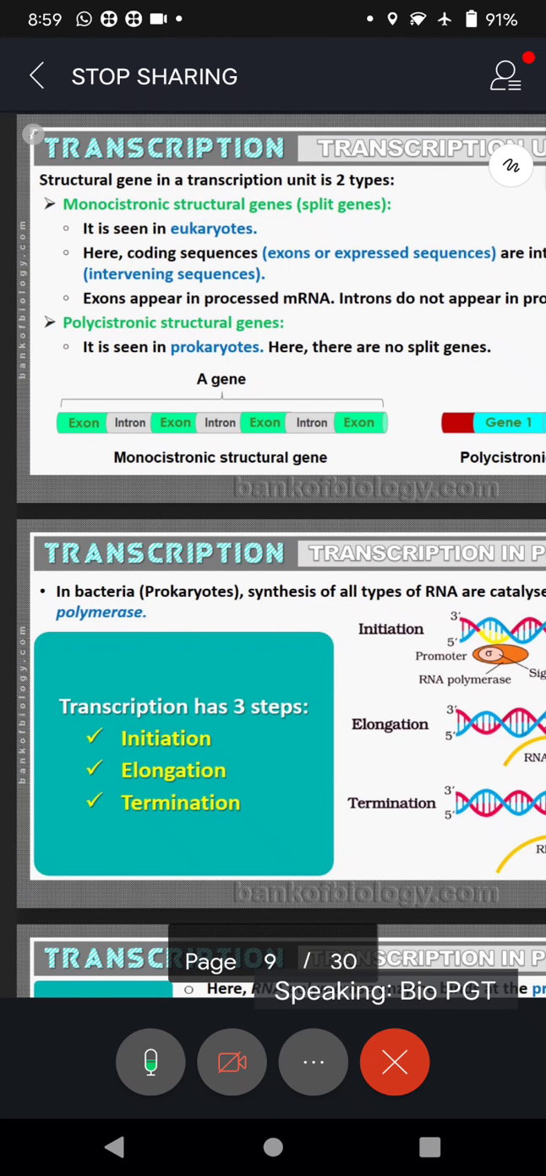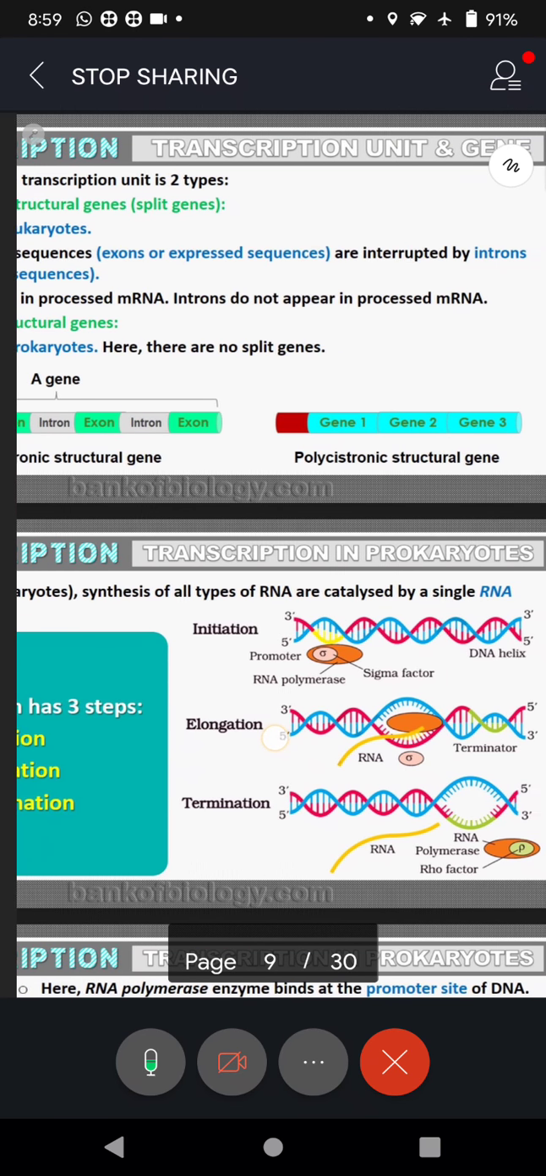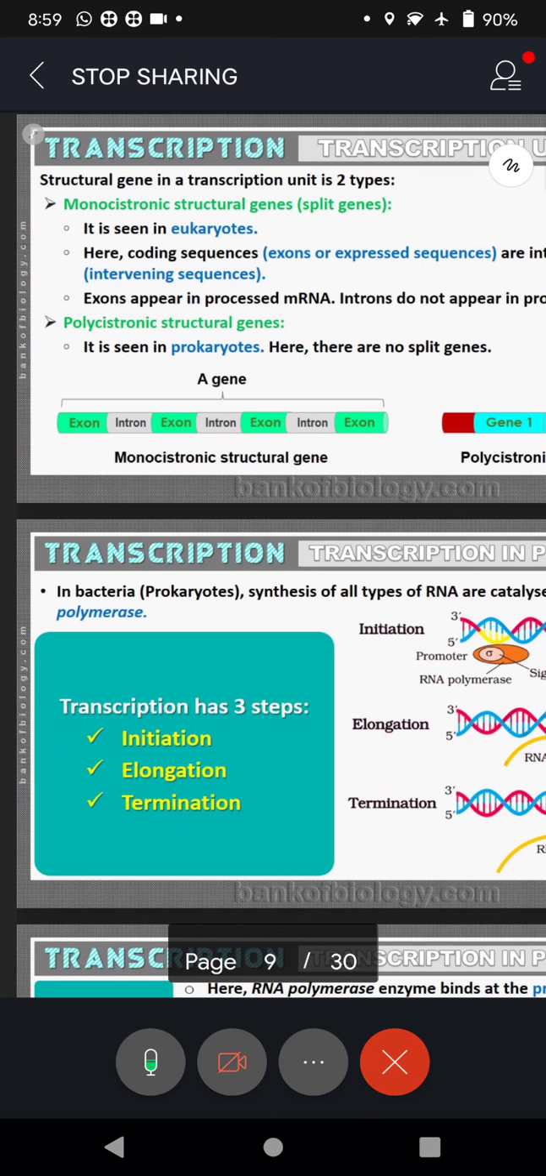And in bacteria, like prokaryotes, synthesis of all types of RNA is catalyzed by a single RNA polymerase. In bacteria, how DNA forms RNA is basically catalysis. And how this catalysis will lead to formation, there are 3 steps in this. Look at that. Now we are talking of transcription in bacteria. Remember that. Transcription in bacteria.